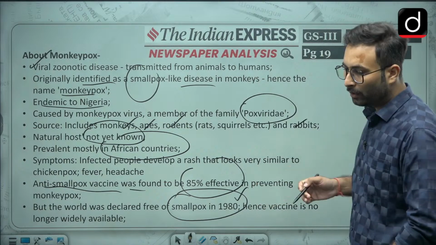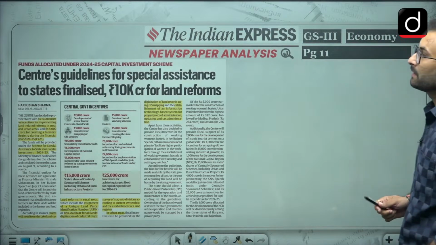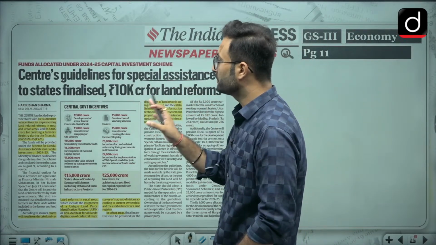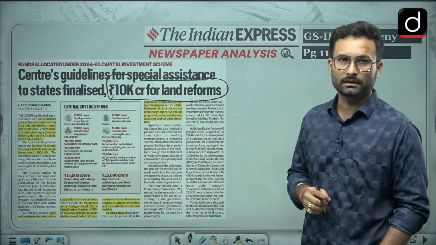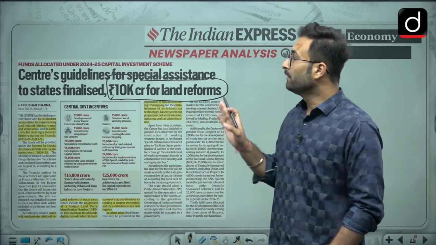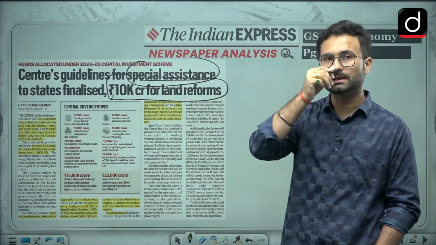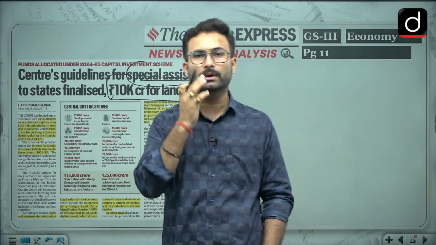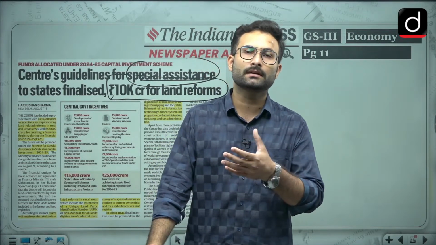Now moving further, we will be talking about the next article, that is related to the Centre's guidelines for the special assistance to states being finalized. Rupees 10,000 crore incentives will be given. Now here this particular special assistance has been announced in the budget. This is an attached kind of funding, or you can say there are certain incentives which are attached to a certain level of work.